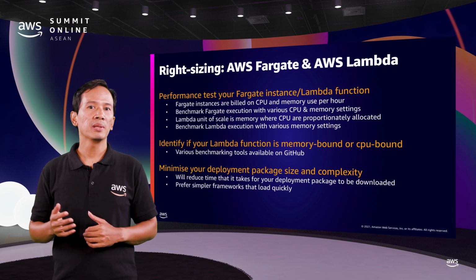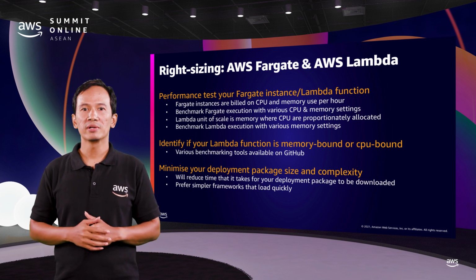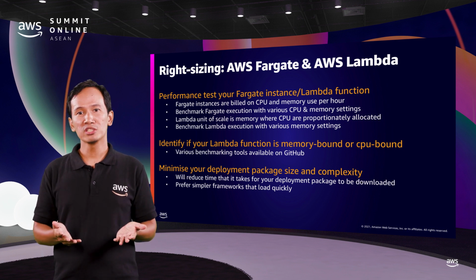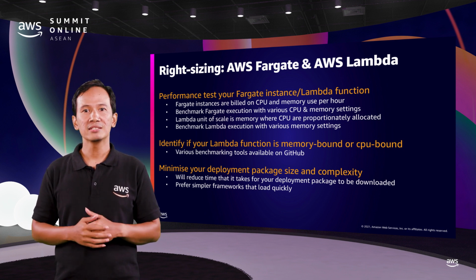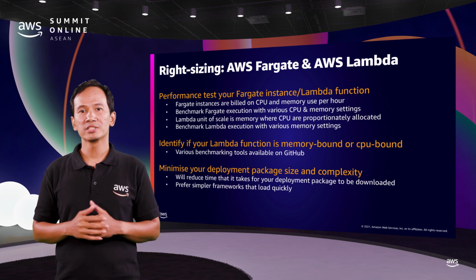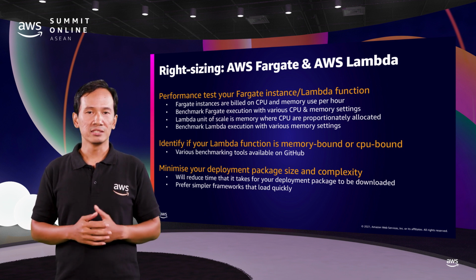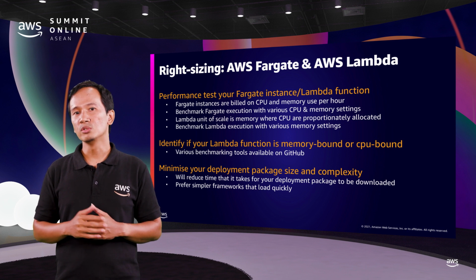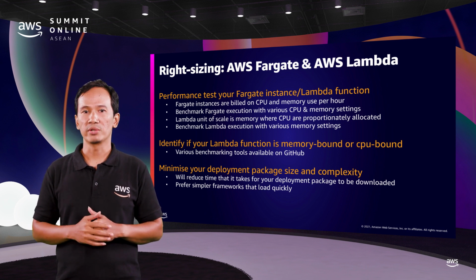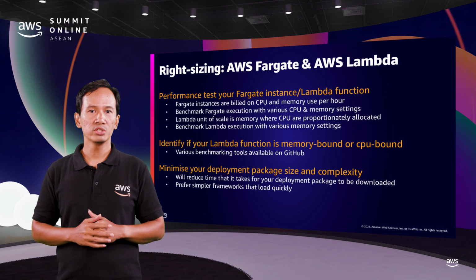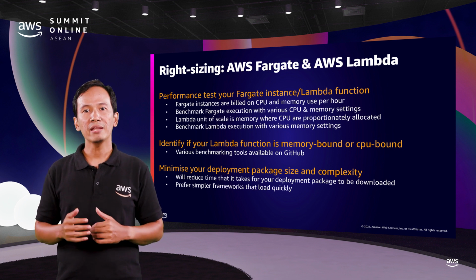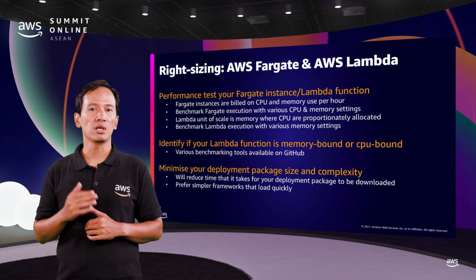Right-sizing activities should also apply to other compute resources such as AWS Fargate and AWS Lambda. It is your responsibility to do performance tests of your Fargate instance or Lambda function. Pricing for both services is calculated based on the vCPU and memory resource use. For your Fargate instance, you need to do performance tests in order to know the optimal vCPU and memory configuration. Similar case when you use Lambda. Since Lambda allocates CPU power linearly in proportion to the amount of memory configured, you need to benchmark Lambda function execution with various memory settings, and then view memory usage in AWS CloudWatch logs.